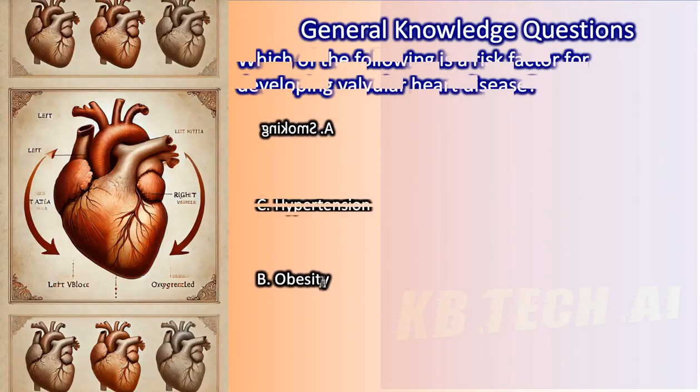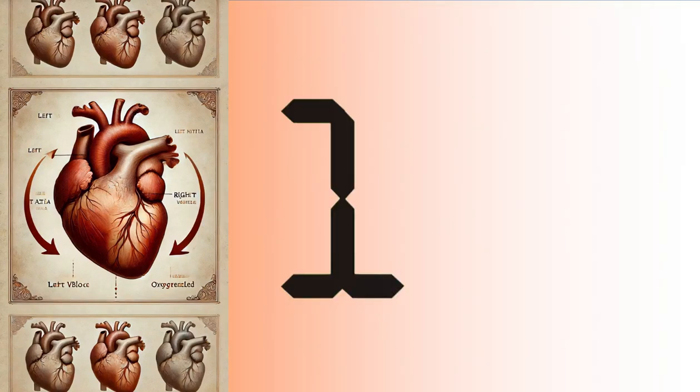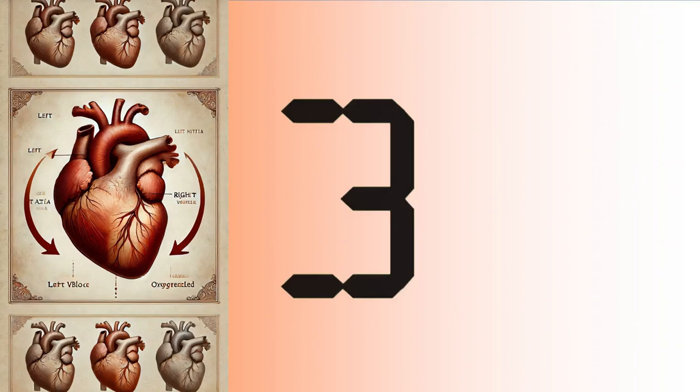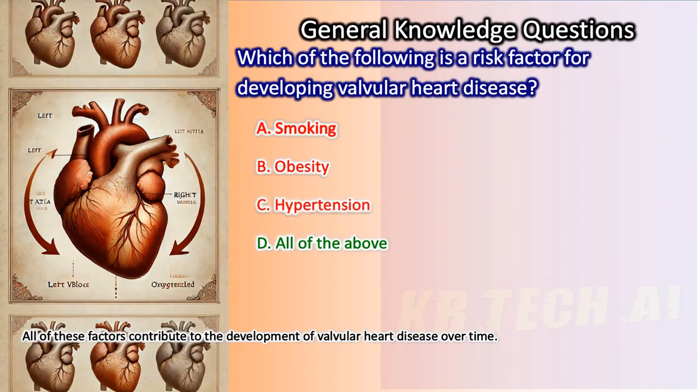Which of the following is a risk factor for developing valvular heart disease? Option 1, smoking. Option 2, obesity. Option 3, hypertension. Option 4, all of the above. The answer is option 4, all of the above.